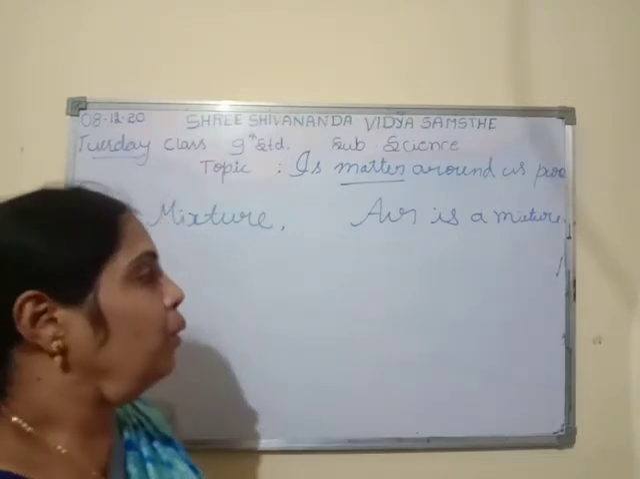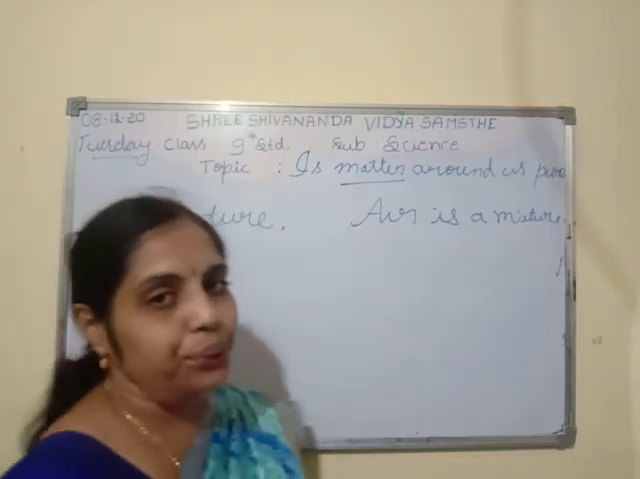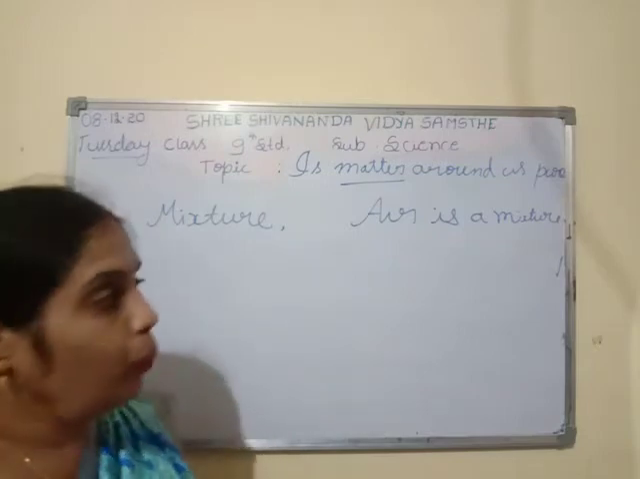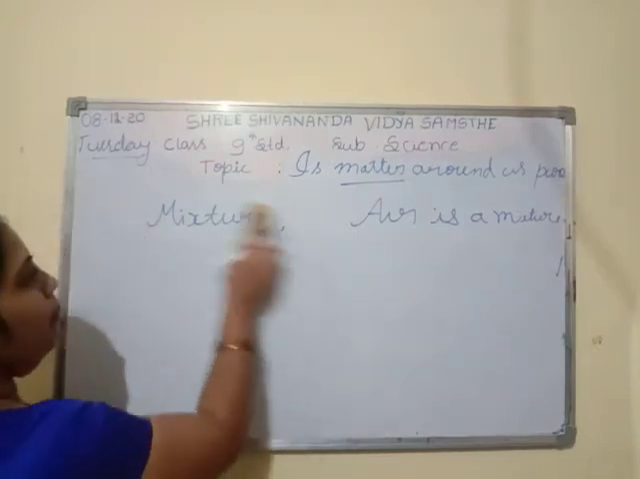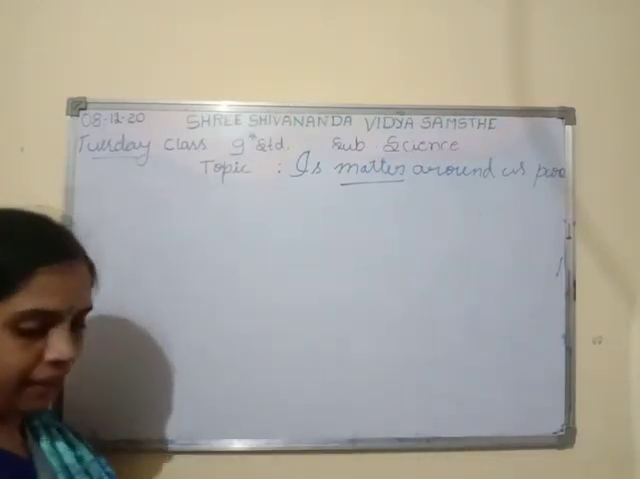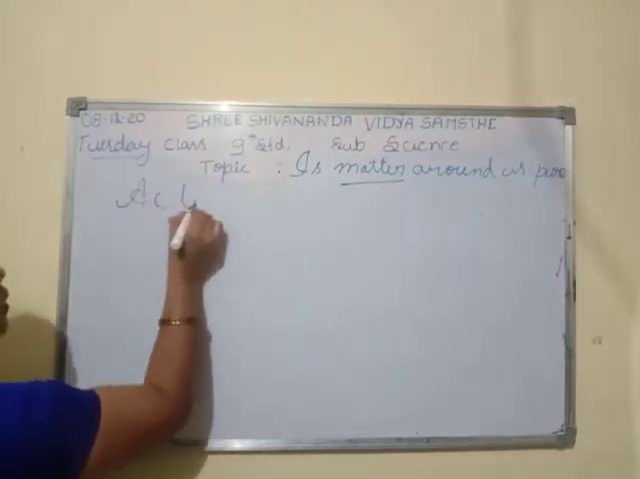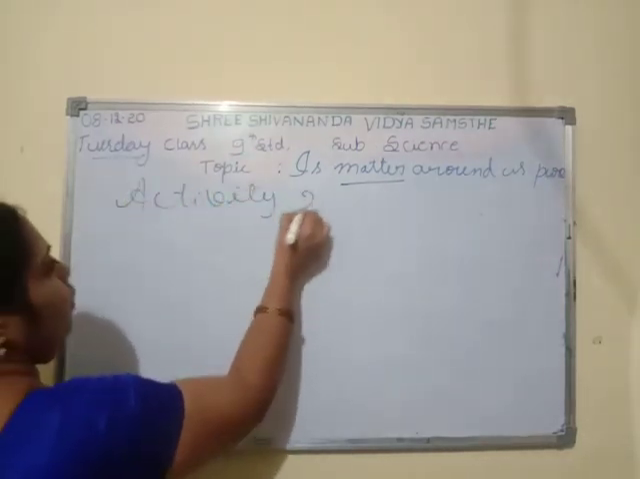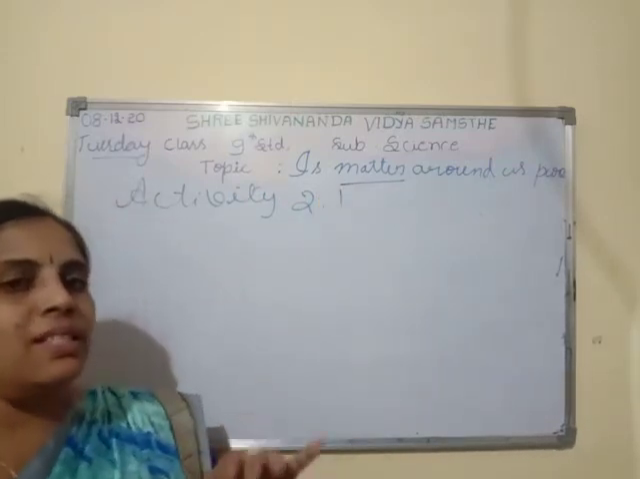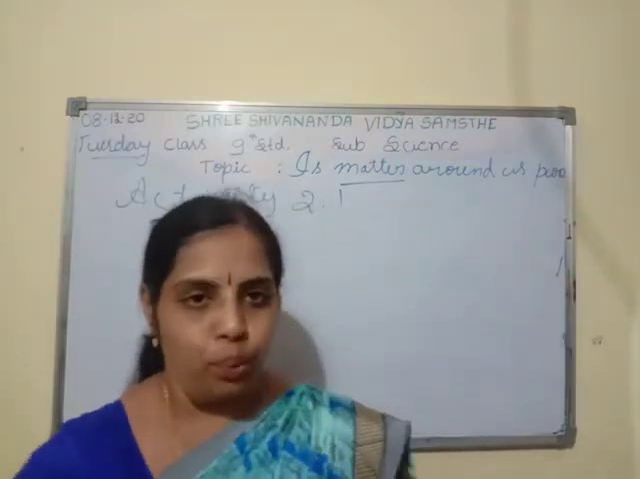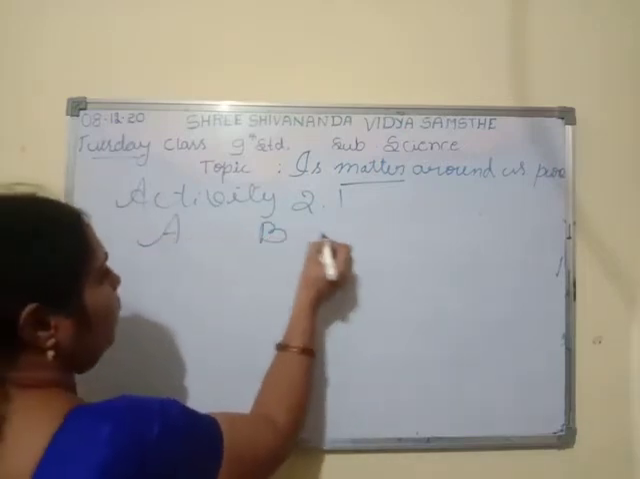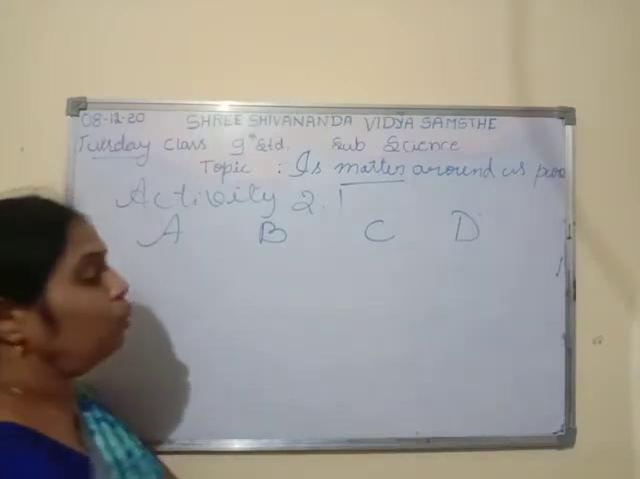To know about the mixture we are going to do an activity. You can observe in your textbook, activity 2.1. This is very important and very easy to understand also. I am going to explain activity 2.1. In this activity I am going to separate the whole class into 4 groups: Group A, Group B, Group C and Group D.